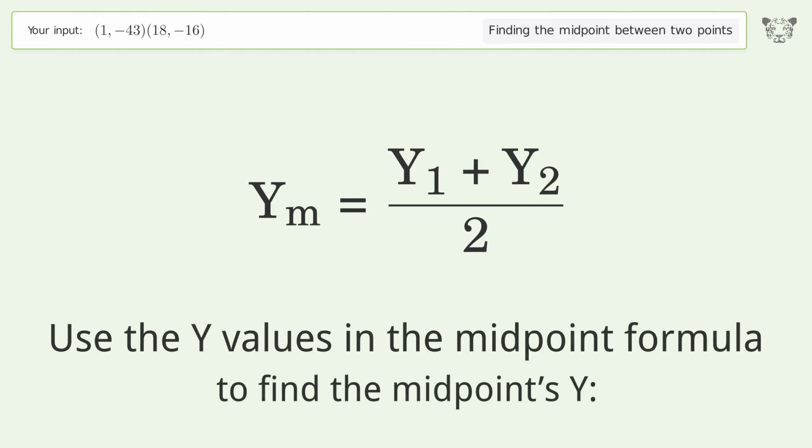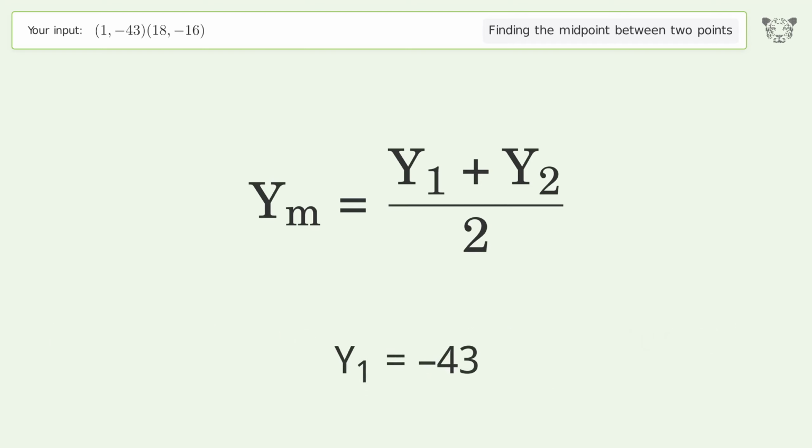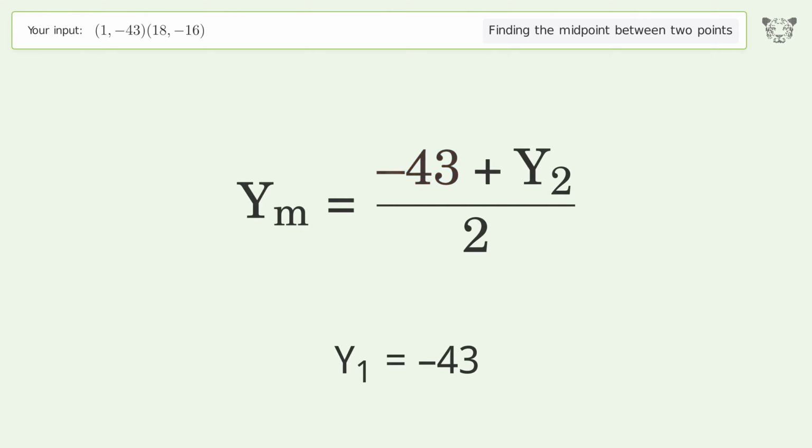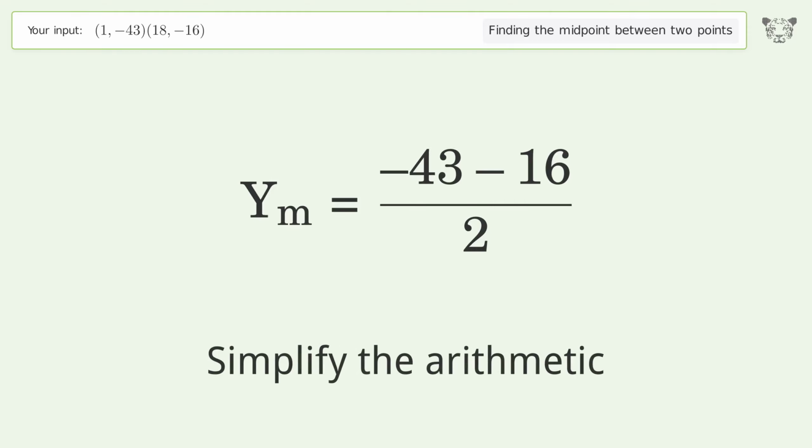Use the y values in the midpoint formula to find the midpoint's y. y1 equals negative 43. y2 equals negative 16. Simplify the arithmetic.